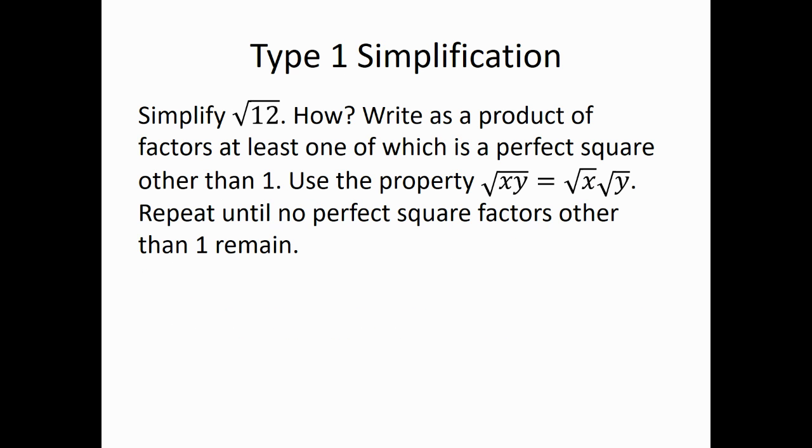So let's consider first the square root of 12. That's certainly, of course, an irrational because 12 is not a perfect square, but that doesn't mean that it cannot be simplified. It can be simplified, and I expect that it would be.